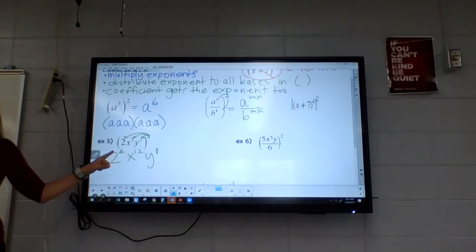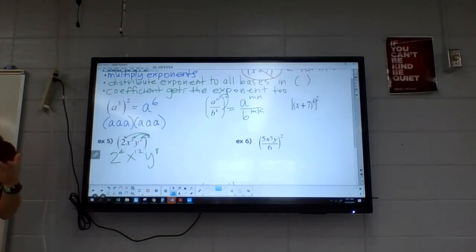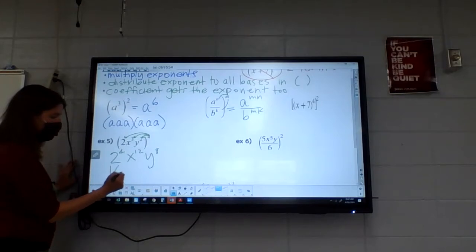So 2 to the 4th power, we can actually do that. So we want to simplify that. 2 to the 4th power, you can either put that in your calculator or you can just multiply 2 times 2 times 2 again times 2, which is going to be 16. 2 to the 4th power is 16.